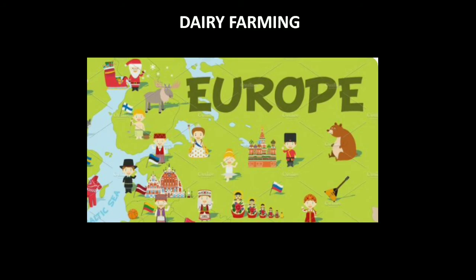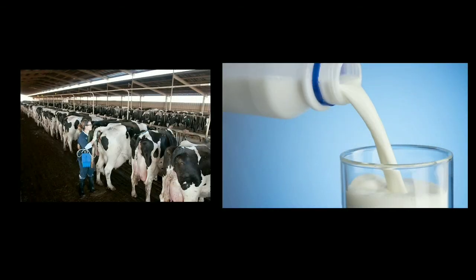Cattle are reared near big cities in order to meet the demands of the people living in the cities. Also, dairy farming needs a lot of labor, so it has to be near a city or a town. And huge capital is invested.